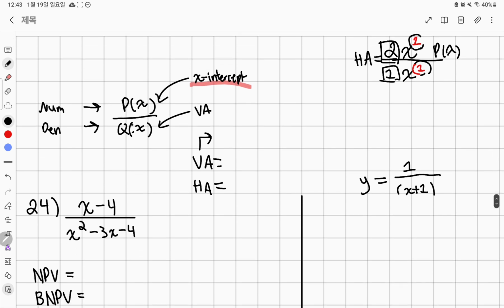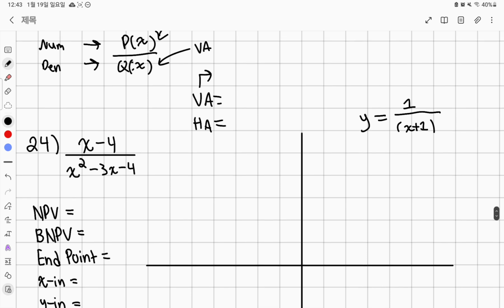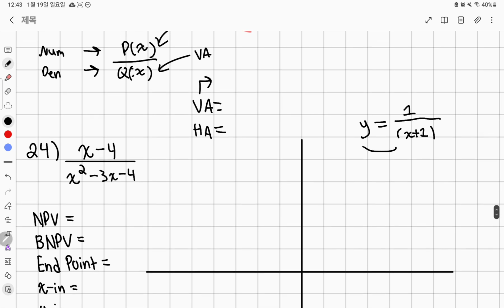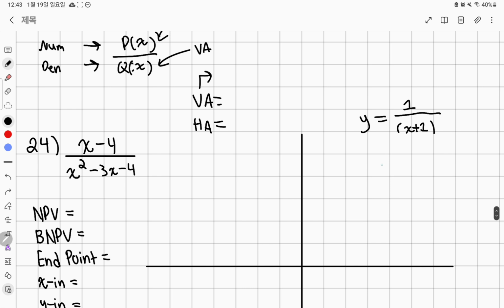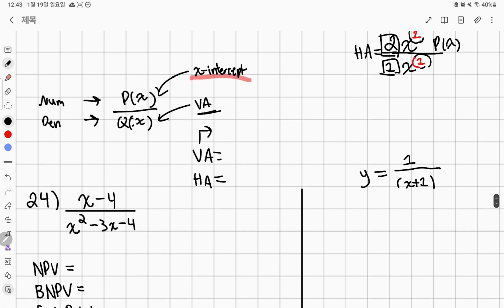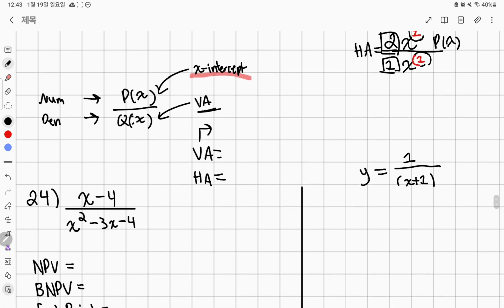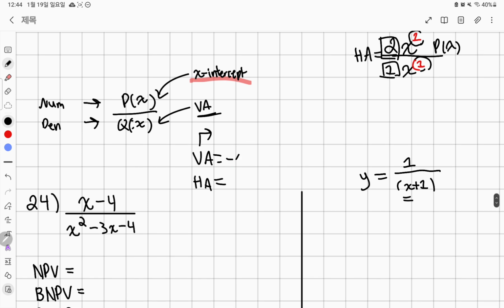Now let's go back to the question and find the vertical asymptote and horizontal asymptote by looking at this equation right here. Remember, the vertical asymptote comes from the factor of q(x), which is -1. So the vertical asymptote is -1. What about the horizontal asymptote? What do we do?